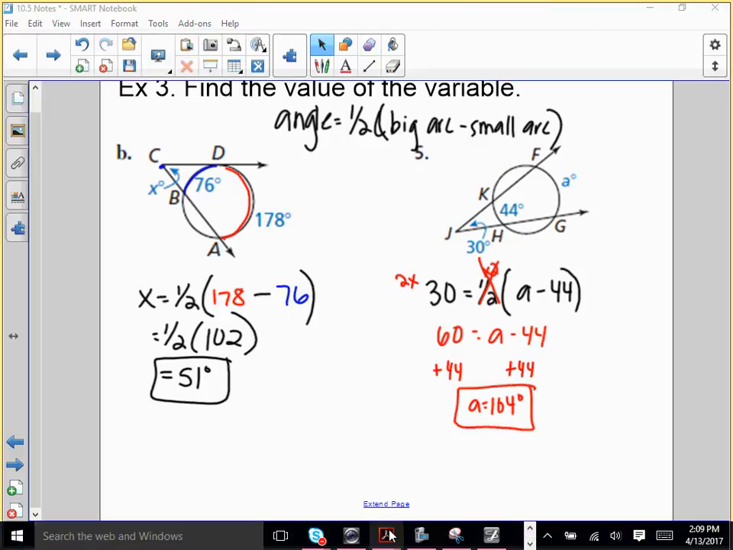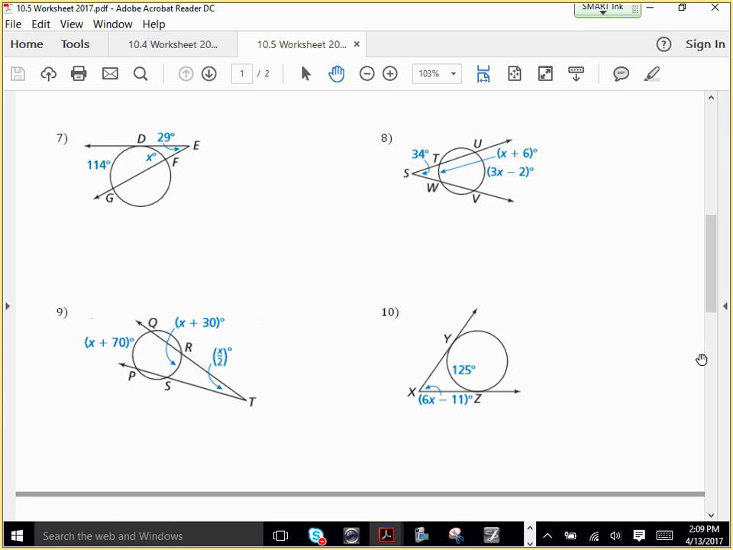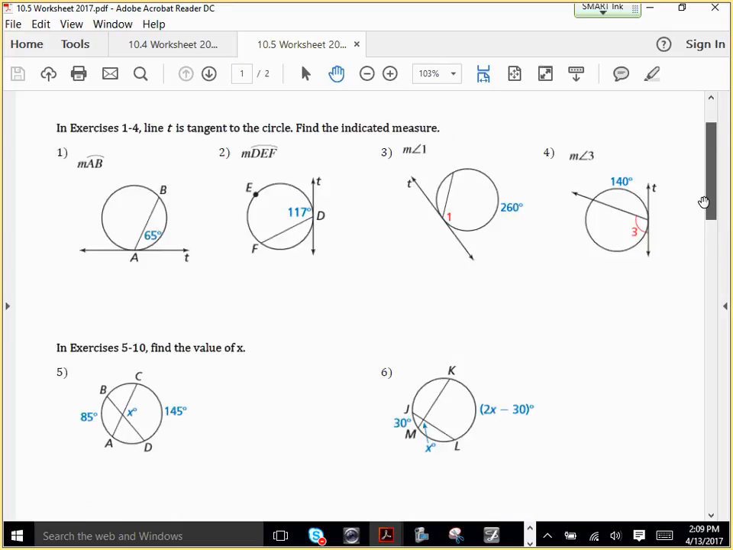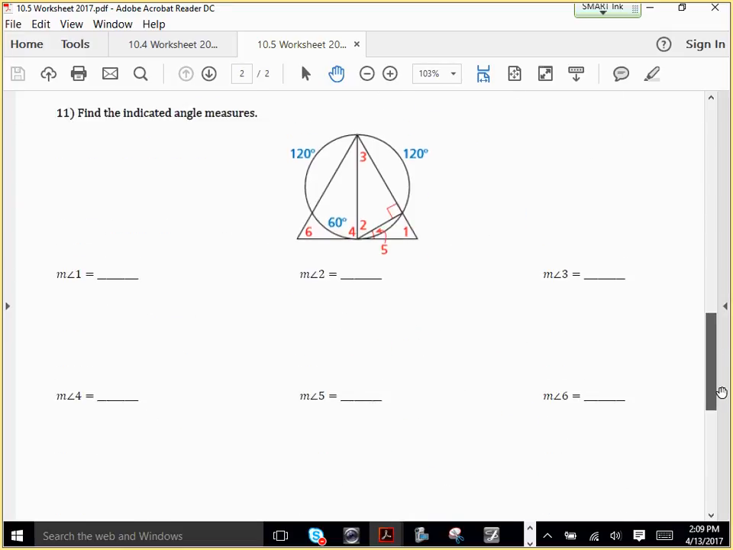Okay, where's my worksheet? Oh, lots of random markings. Here we go. I just want to show you a couple of things here. On number 11 on the back page, that looks like the Deathly Hallows symbol from Harry Potter. Or whatever you guys refer to as the Illuminati. I don't know what that is, though. But apparently this looks like it.